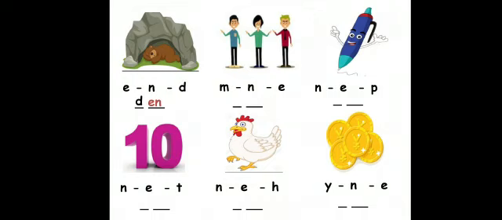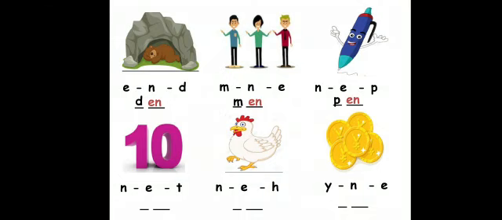We have men. Let's rearrange it. Men starts with M and ends with N. So, men. We have a pen, and pen starts with P and ends with N. So, pen. Next.